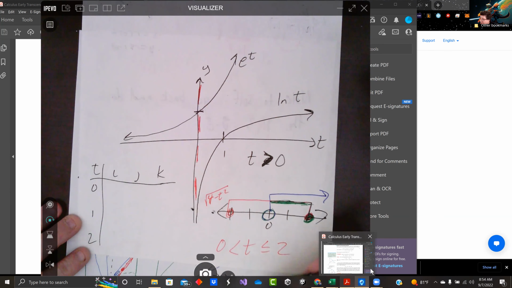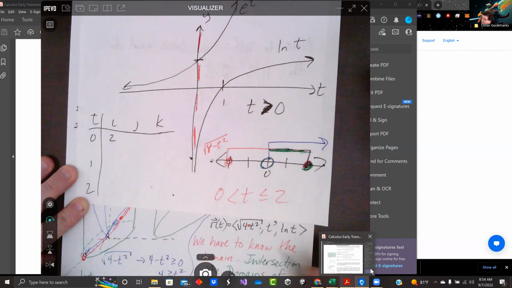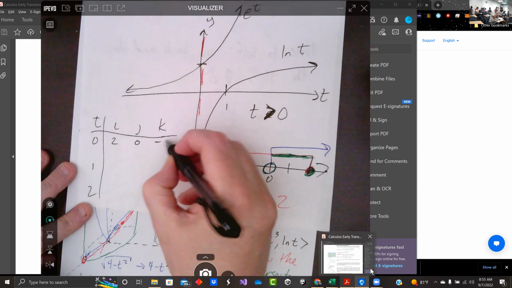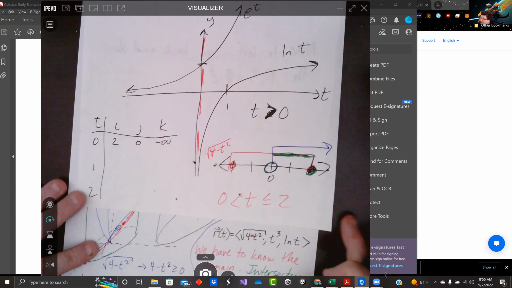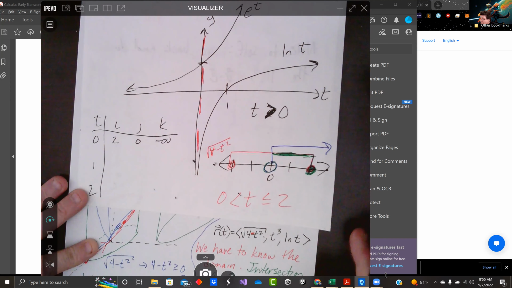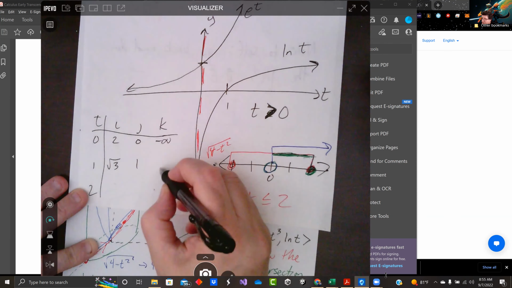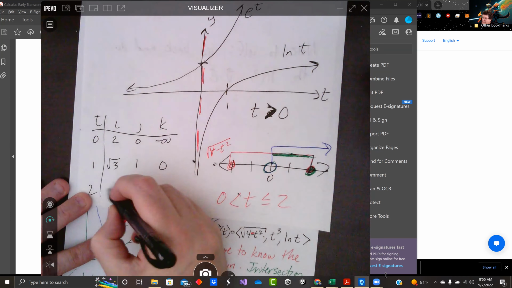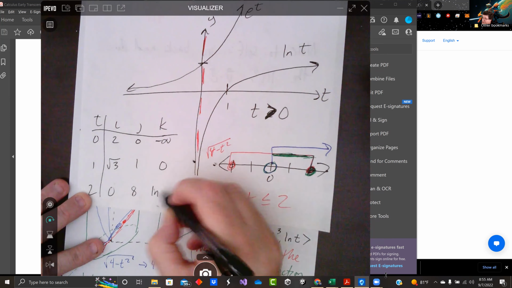So if I plug in 0, I've got 2, 0, and negative infinity. And if I plug in 1, I get √3, 1, and natural log of 1 is 0. And if I plug in 2, I've got 0, 8, and natural log of 2.